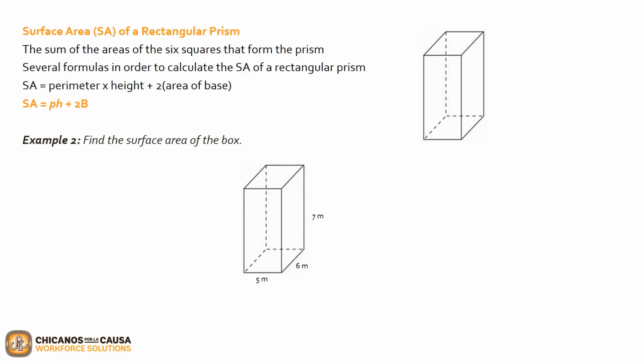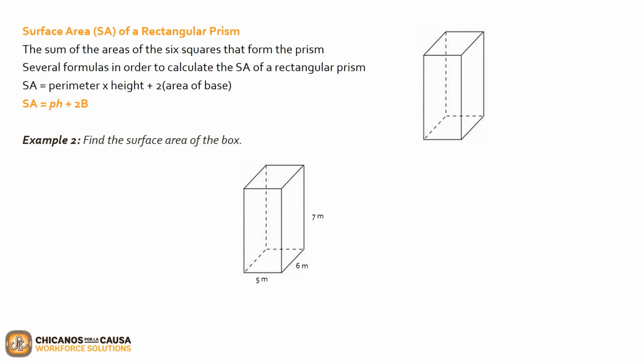Let's now learn how to find the surface area of a rectangular prism. So the sum of the areas of the 6 rectangles that form the prism, kind of like the cube. But with the difference of a rectangular prism, that you're going to use several formulas in order to calculate the surface area of a rectangular prism. Because the surface area is the perimeter times the height plus 2 times the area of the base.